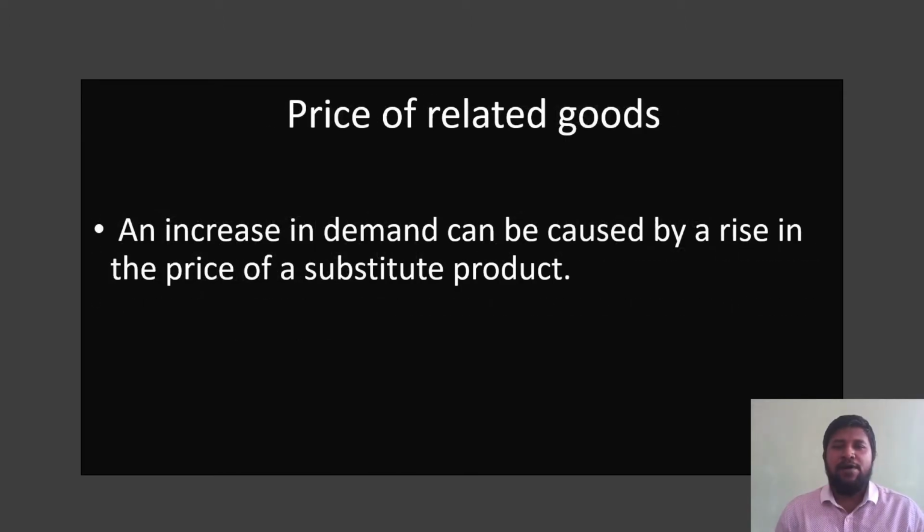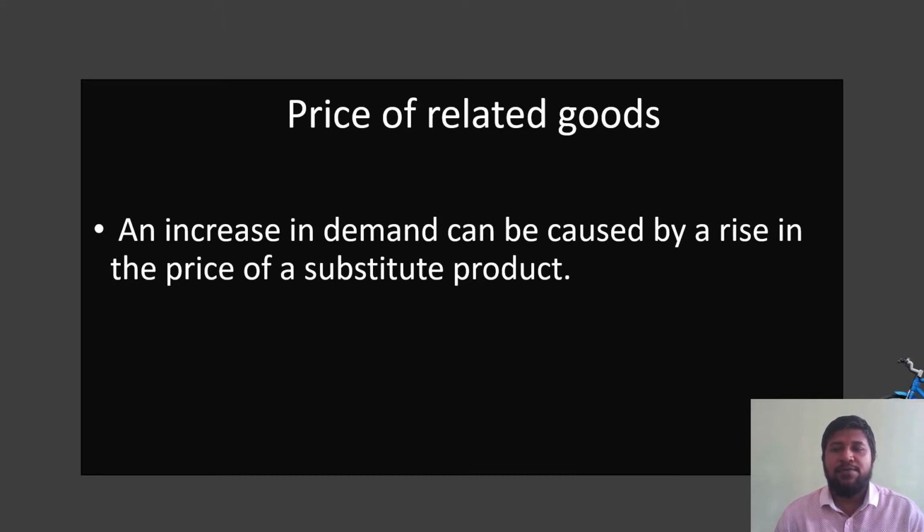The second factor is price of related goods. Now, an increase in demand can be caused by a rise in the price of a substitute product. When the price of one substitute good increases, for example, the demand for the other also increases. Now, the movement of price of one product and the movement of demand of the other product, the substitute product, have a positive relationship. When price increases, the demand for the other also increases.